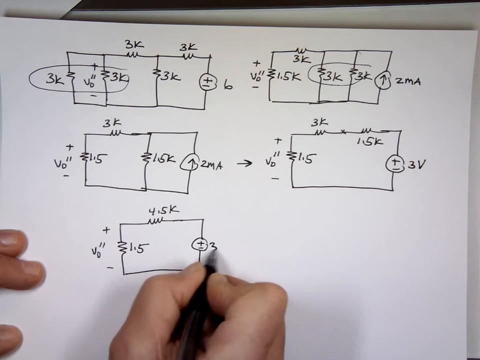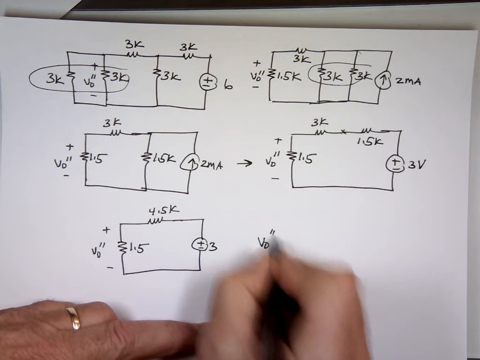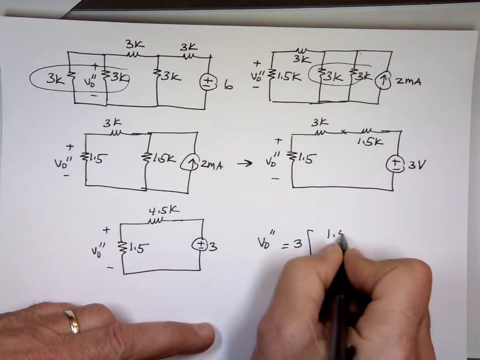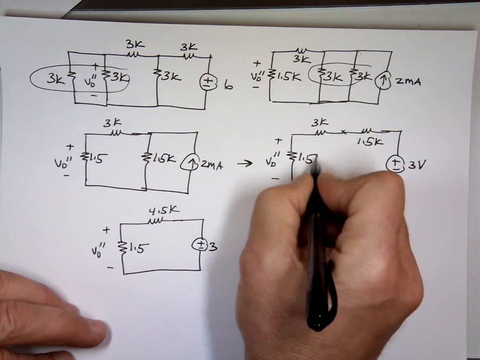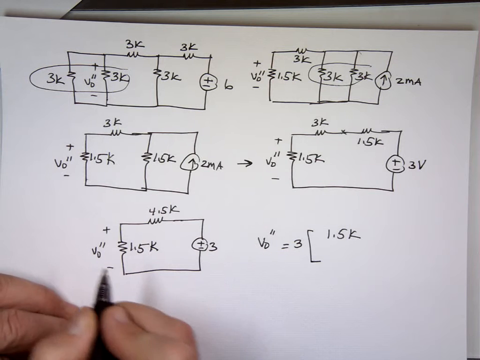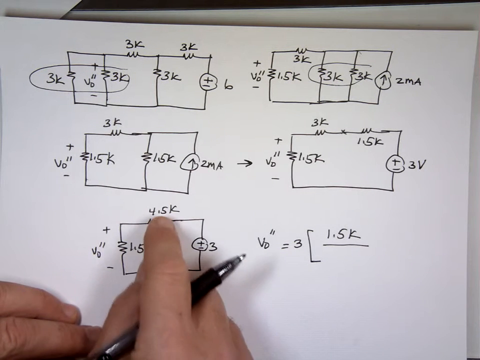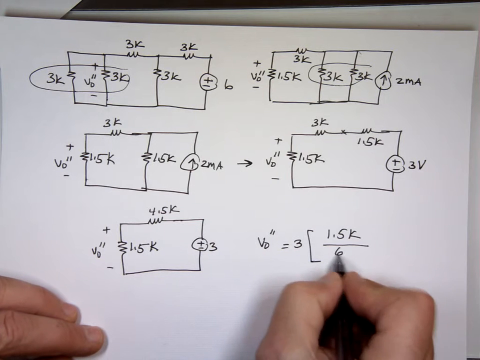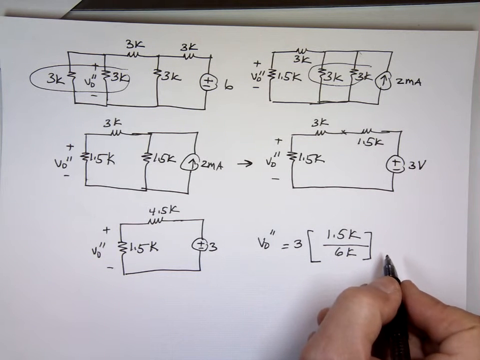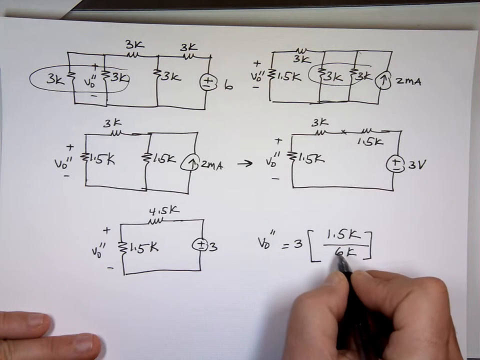And again, I can use voltage division. V out double bar equals 3 times 1.5K over the sum of them. 1.5 plus 4.5, is that 6K? Is that 0.75? No, that's 1/4 of that. 0.75.